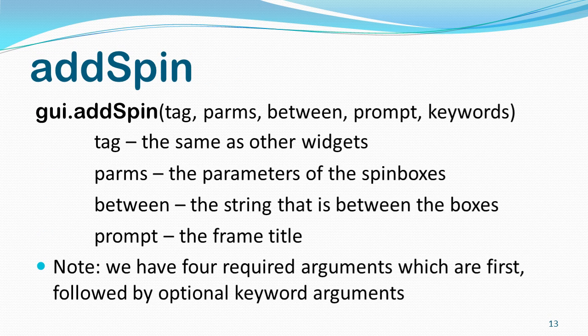So here is the method that you have to use for adding a spinbox. It's just addSpin. And it's a little more complicated than the other widgets. We have to have a tag. Remember, everything in tkintertoy will have a tag. And then you have something called parameters, and these are the parameters of the spinbox. And then a little string called between, that will usually be a single character that is between the boxes. And then the prompt is the frame title. And we also have the optional keywords.